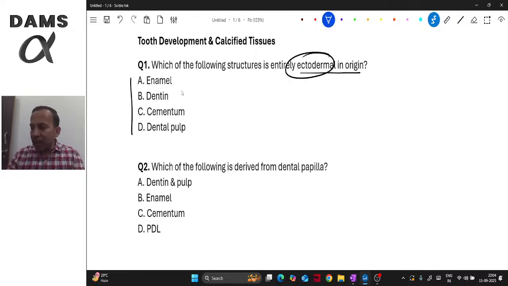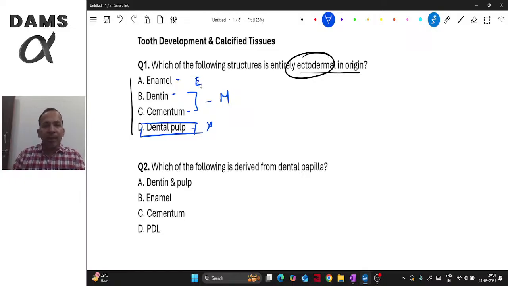So options here are enamel, dentine, cementum and pulp. Obviously pulp is soft tissue, so it can be ruled out, but the other 3, dentine and cementum, these are mesenchymal in origin, and the enamel, that is ectodermal in origin, right? So the correct answer to this question would be enamel.